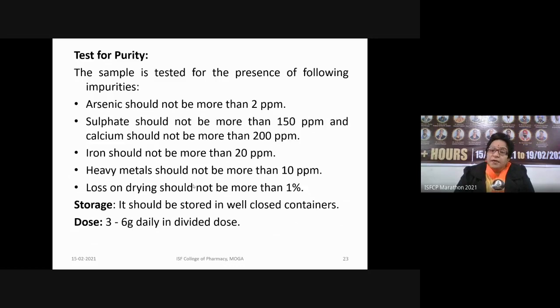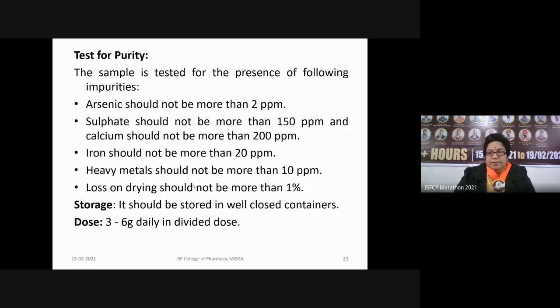Sulfate should not be more than 150 ppm. That is 150 parts per million. And calcium should not be more than 200 ppm. Iron should not be more than 20 ppm. Heavy metals, they should not be more than 10 ppm. तो बहुत heavy metals है इसके अंदर, they should not be more than 10 ppm. And loss on drying should not be more than 1%.